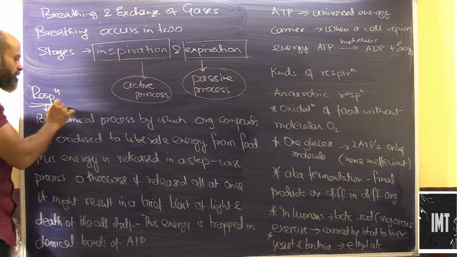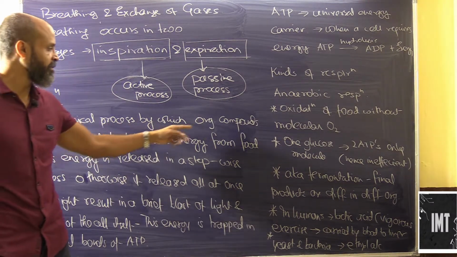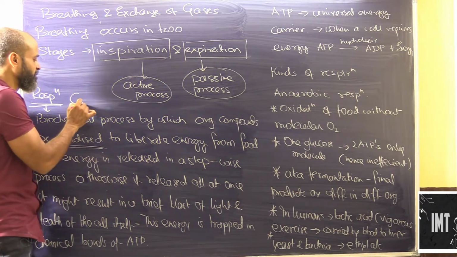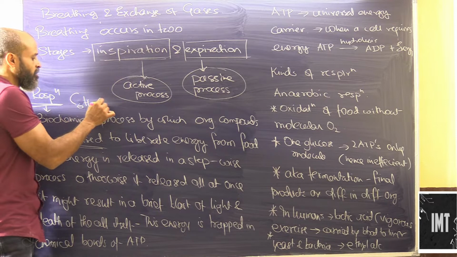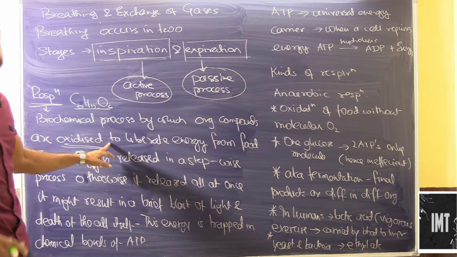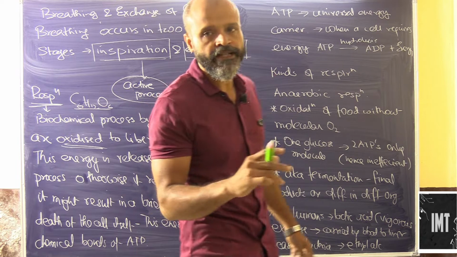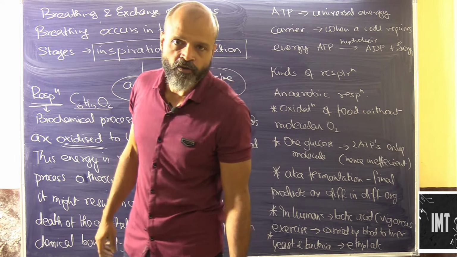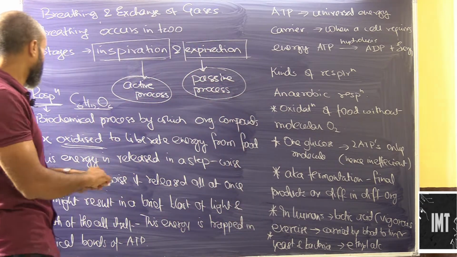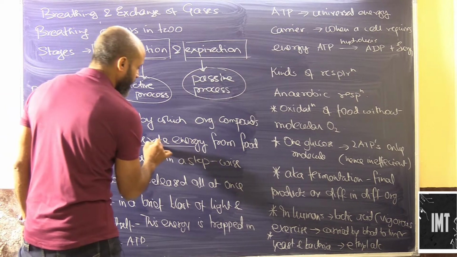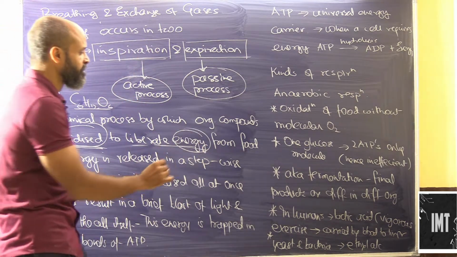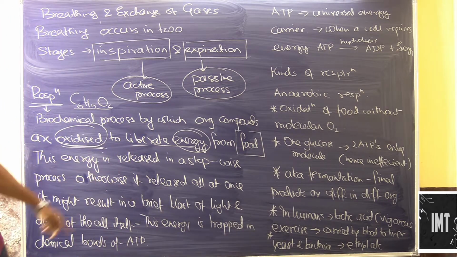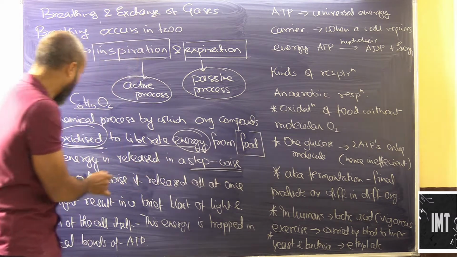Now respiration is what? It's basically a biochemical process by which organic compounds are oxidized. We know that organic compound here we mean glucose. So glucose is basically oxidized, which means that addition of oxygen takes place in order to get it converted into carbon dioxide. So addition of oxygen takes place to liberate energy. The energy is liberated from food. So basically food, oxygen is added and energy is liberated from food. This energy is released as a stepwise process.